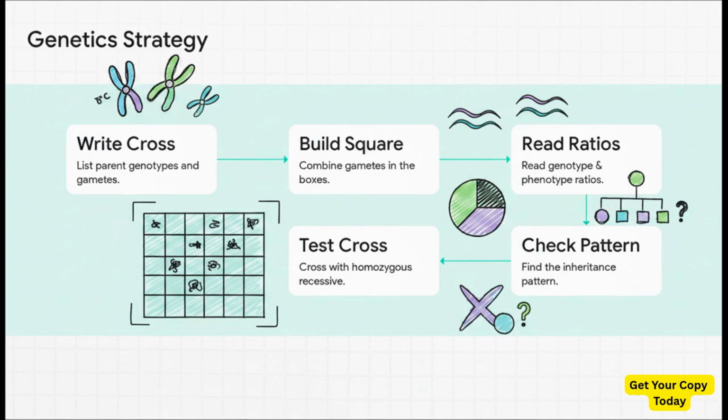pattern recognition framework. Step 1, write out the parent genotypes and their gametes. Step 2, build the square. Step 3, carefully read your genotype, then your phenotype ratios. Step 4, check the inheritance pattern. And Step 5, remember, you can always use a test cross with a homozygous recessive to figure out an unknown genotype.